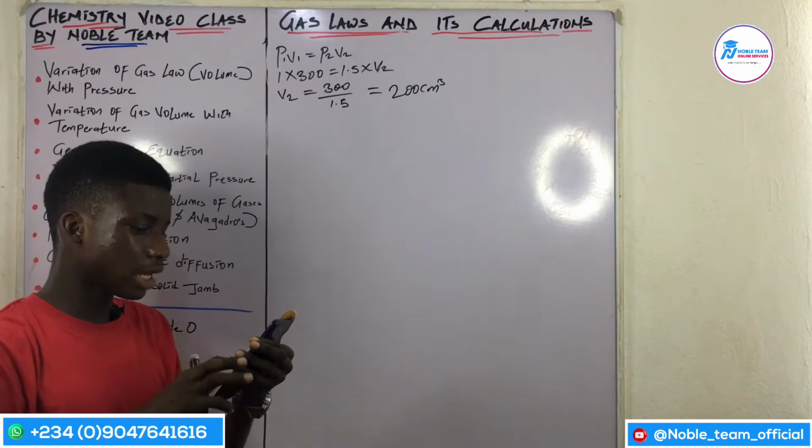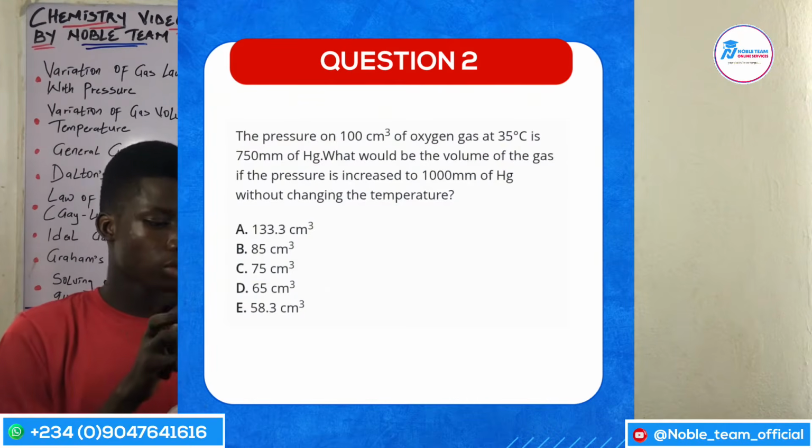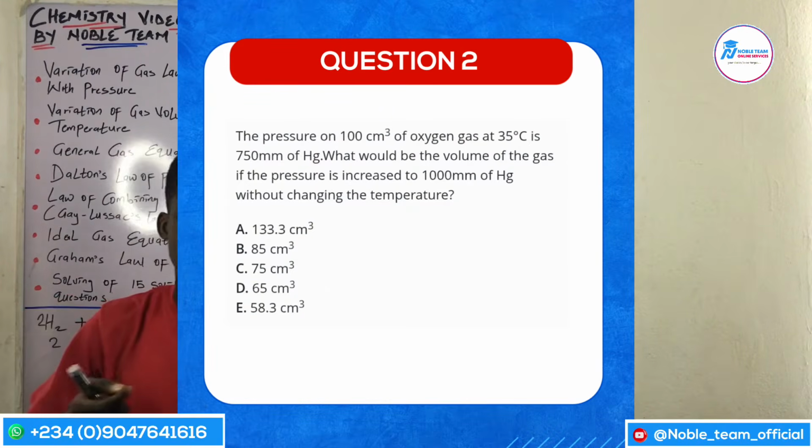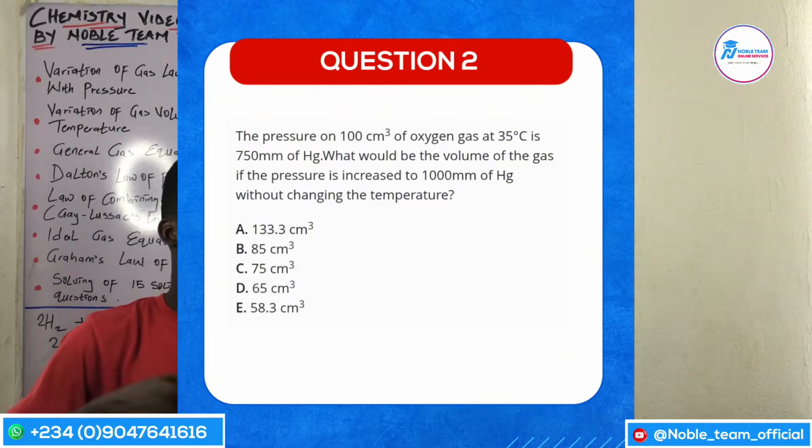So now question 2 says the pressure on 100 centimeter cube of oxygen gas at 35 degrees Celsius is 70 millimeter mercury.